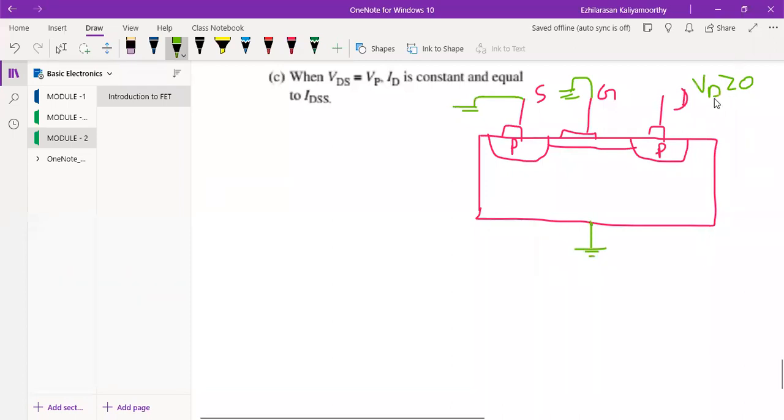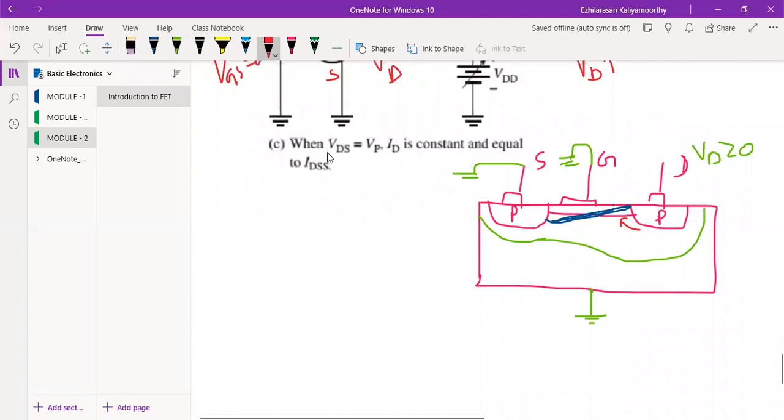Now you can see if this VD is greater than 0, you are increasing it more and more. What will happen at a time? The depletion region will be like this. If you have a depletion region like this, then automatically your channel, instead of a linear channel, will become like this. Then there is only a small place, like here, where the current will flow, only a small leakage current.